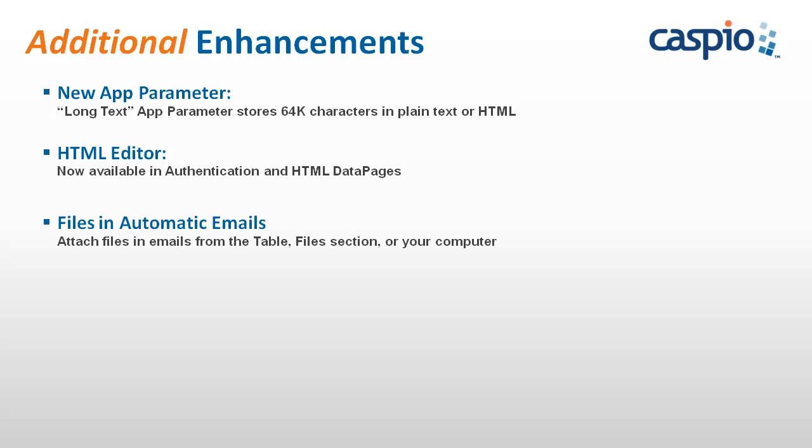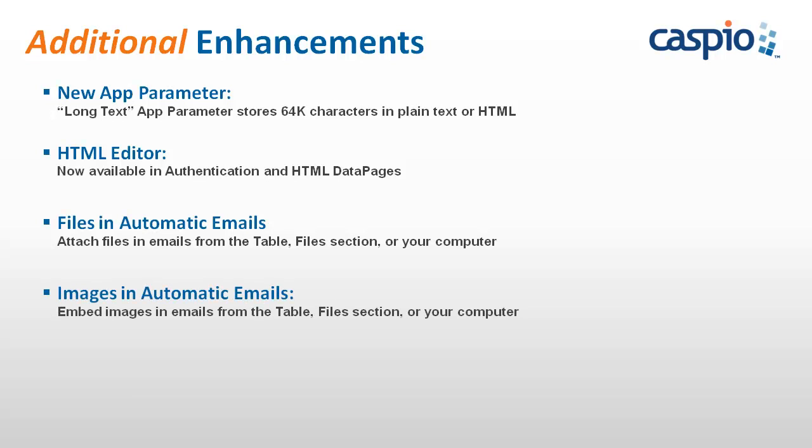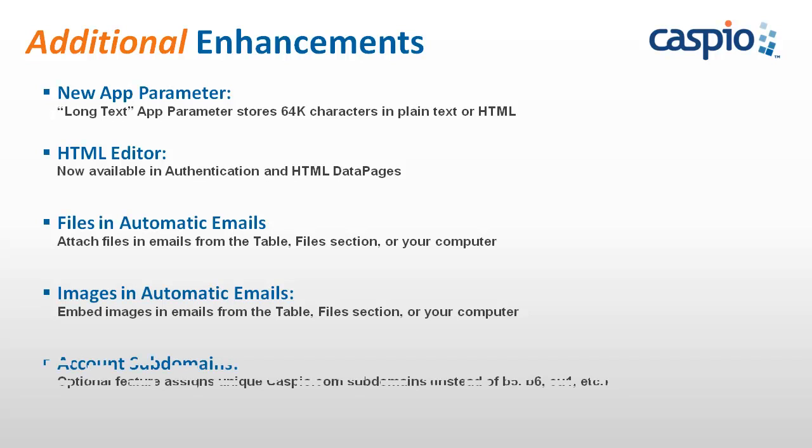You'll now be able to attach files to automatic emails. These files can be attached from tables, file section, or your computer. You'll also be able to embed images inside the body of the outgoing emails. And lastly, as part of a bigger release later this year, we've introduced account subdomains that allow us to assign unique Caspio.com subdomains to all the deploy codes.